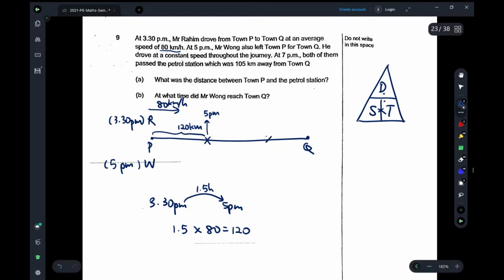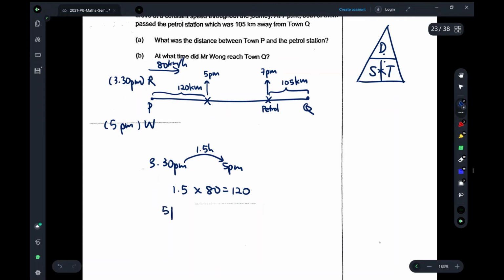Now at 7 p.m., both of them passed the petrol station, which was 105 km away from Town Q. So maybe somewhere here. Know that the distance from here to here is 105 km. So this is the petrol station. And this is when it's at 7 p.m. So from 5 p.m. to 7 p.m., that's 2 hours. So 2 times 80, which is the speed of Mr. Rahim. You know that from here to here is 160 km.